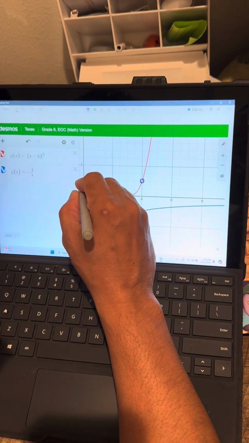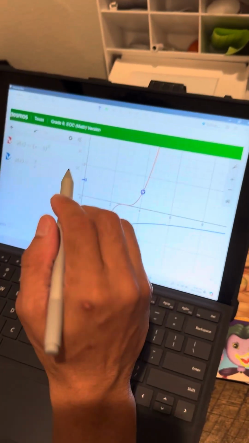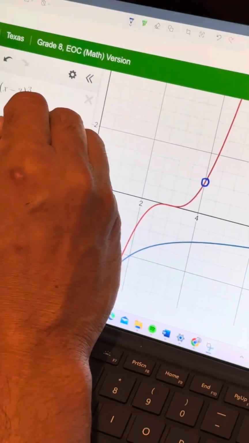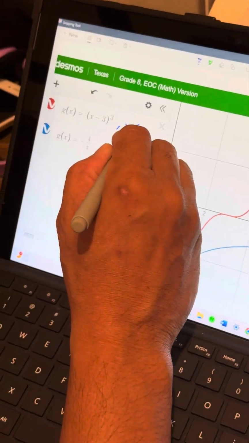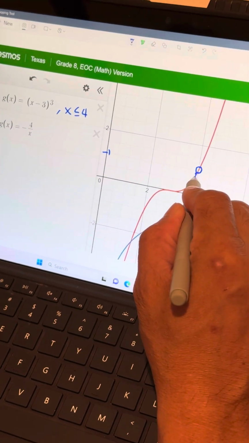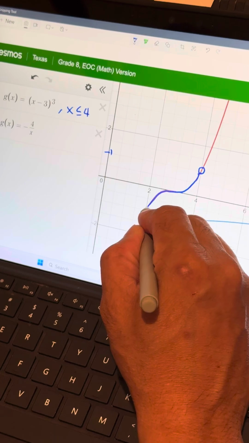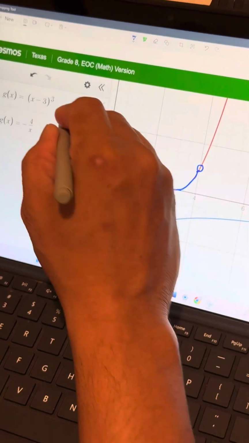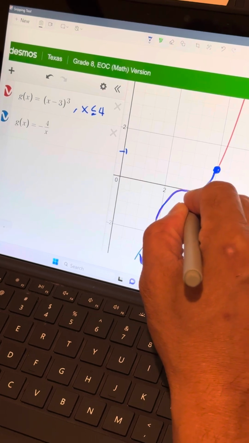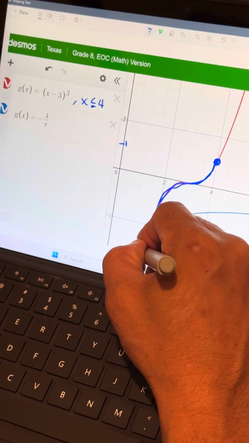So it looks like that's 1. Okay, but that's not important. What's important right now is how to graph that. The condition is x is less than or equal to 4. So your graph is from that until here. Less than or equal, it means I need to bubble this. So that's going to be your graph for the first condition.